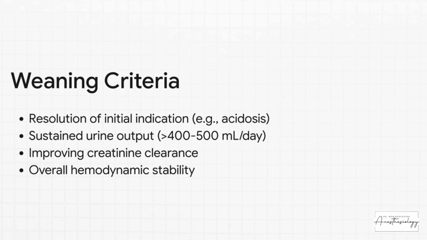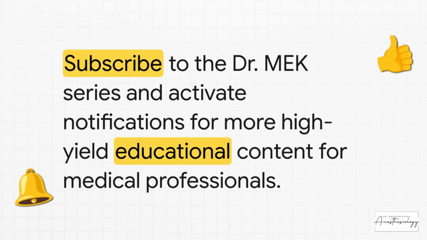The decision to stop is based on clear evidence of recovery. First, the original reason for starting therapy needs to be resolved. The acidosis is corrected, the electrolytes are stable. But most importantly, you need to see signs of intrinsic kidney function coming back. This means a sustained rise in urine output, usually more than 400 or 500 milliliters a day without diuretics, and an improving creatinine clearance. And of course, the patient needs to be hemodynamically stable enough to tolerate being off the circuit.